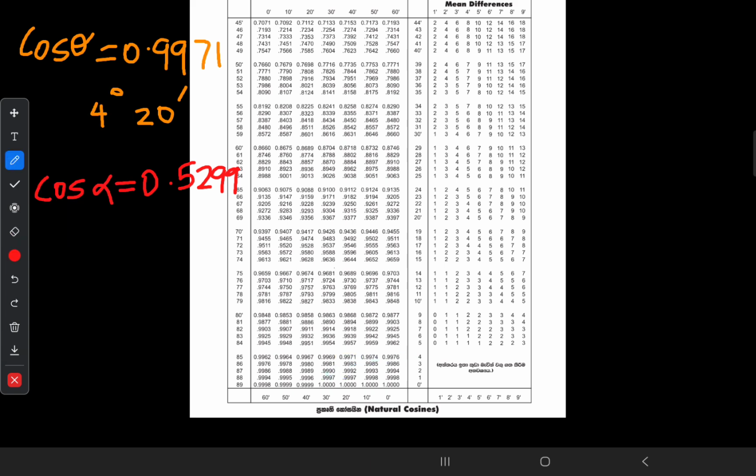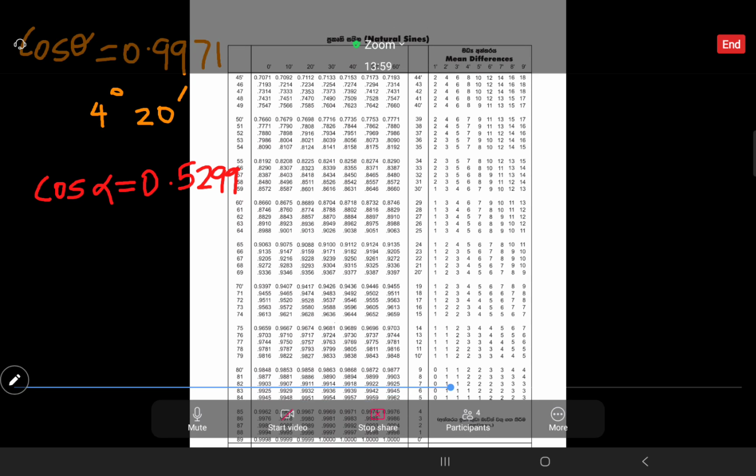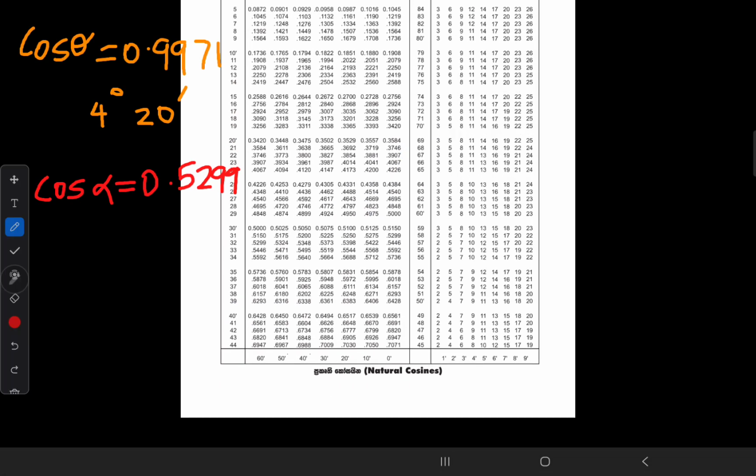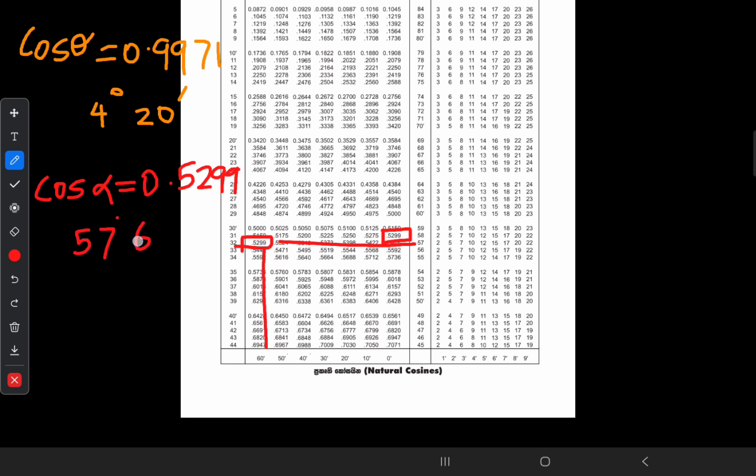Here we have until 0.7. So 0.5 means the page before the previous one. Here we have natural cosines 5299. Yes, here we have 5299. Here also we have 5299. Here also we have 5299. You can select either of them. Both are correct. So when I select this one, it would be 57 degrees and 60 minutes.